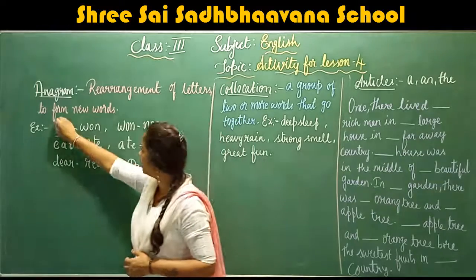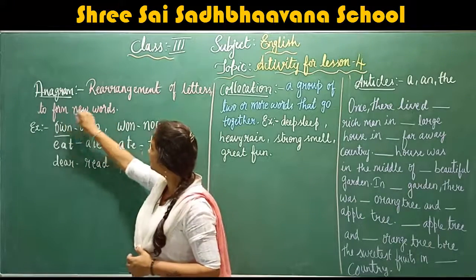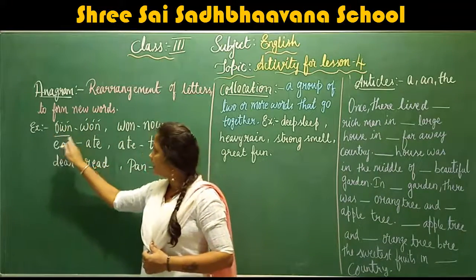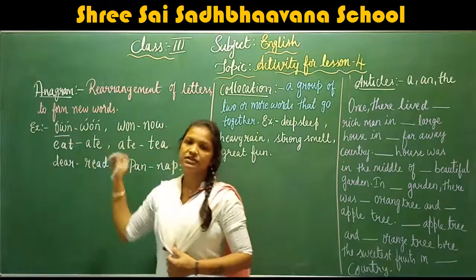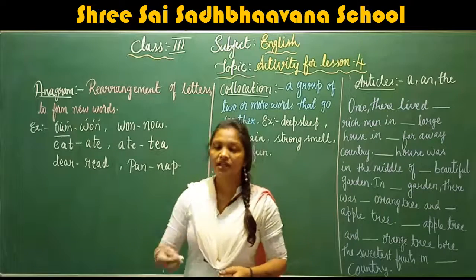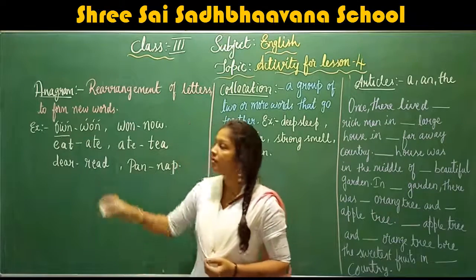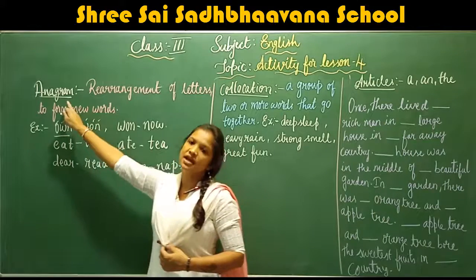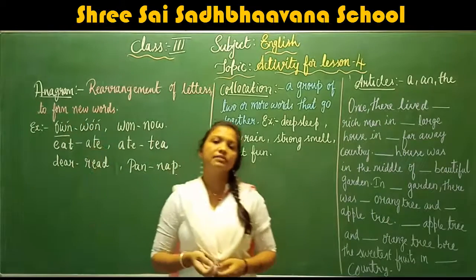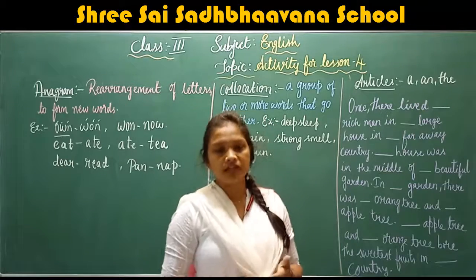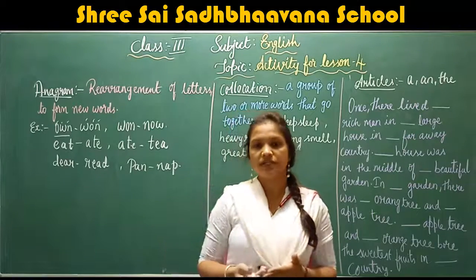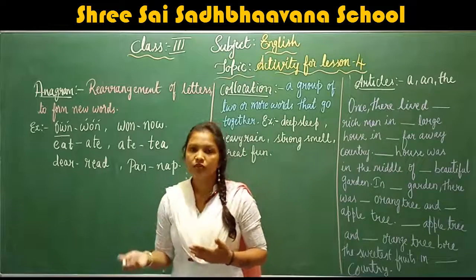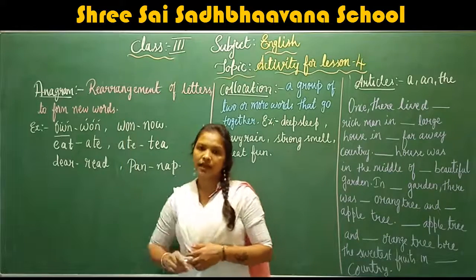Right, here same O, W, N, N. So by taking the word which was already given, we can rearrange the letters and form the new word. This kind of words are known as anagrams. What do you mean by anagram, children? Rearrangement of letters to form new words. Arranging the letters to form new words are known as anagram.